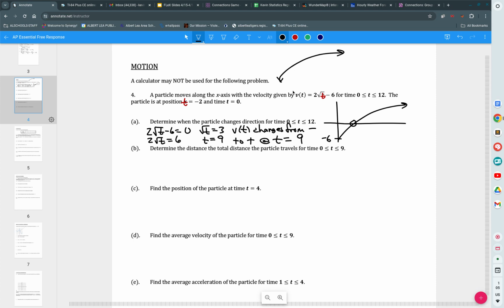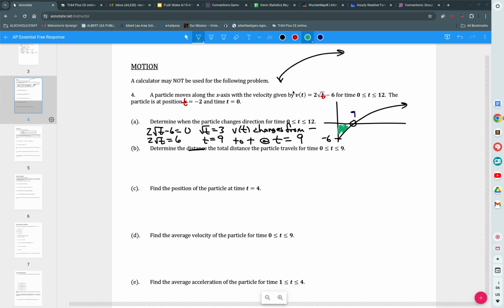Determine the total distance the particle travels from 0 to 9. Tell me something about the distance the particle is traveling from 0 to 9. Which direction is it traveling? So if this is 9 right here, then we would simply be looking at this area, which all would be negative. So it's not asking about the displacement, it is asking the distance.